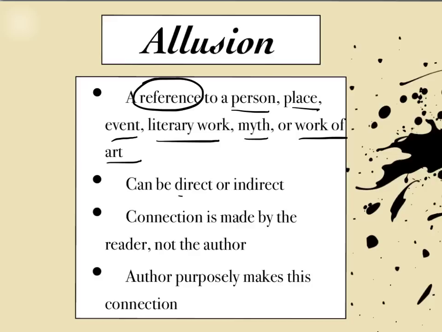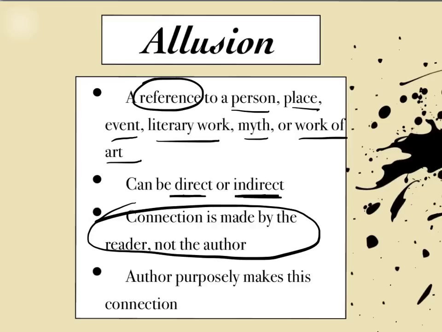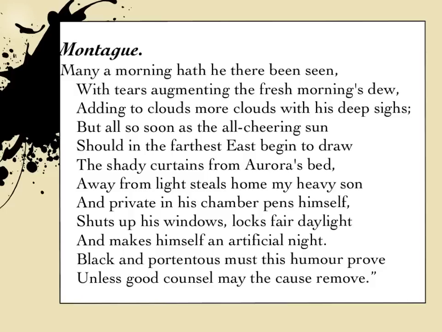Now, allusions can be direct or indirect, but regardless of the type of allusion that's made, the connection must be made by the reader, not the author. If the author were to give you the information or the detail to make the connection, that would actually be a plain old reference, not an allusion. And the author purposely makes this connection in order to make a point in the piece. So let's see an allusion at work.